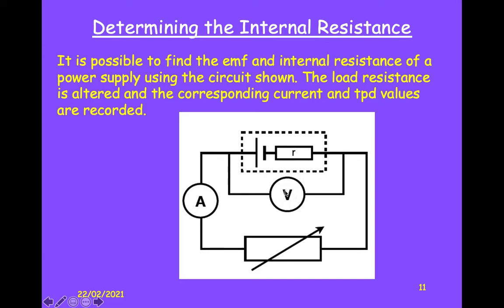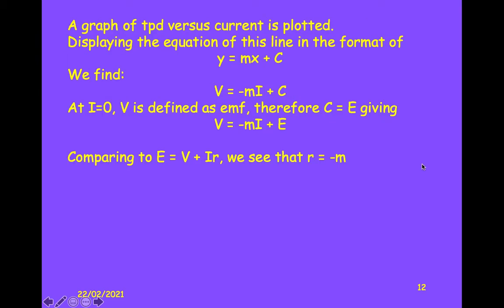This is the TPD it would be measuring because it's a proper circuit. We can then look at those two and compare those numbers. So take various numbers, and you then plot a graph of the TPD on the y-axis and current on the x-axis. Gives you a nice straight line, and looking at that straight line, we can then think about what you know from maths, that the equation of a line is y equals mx plus c.